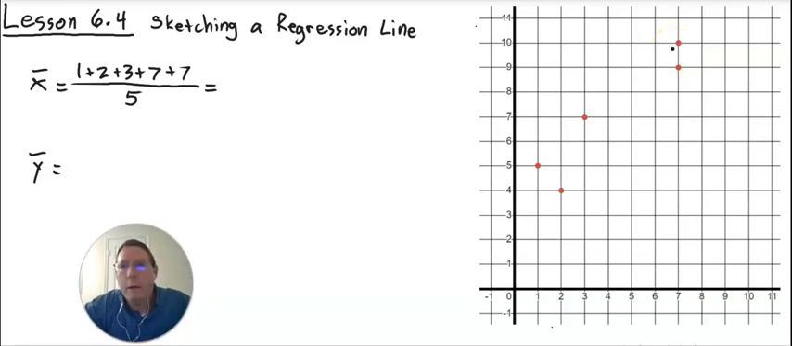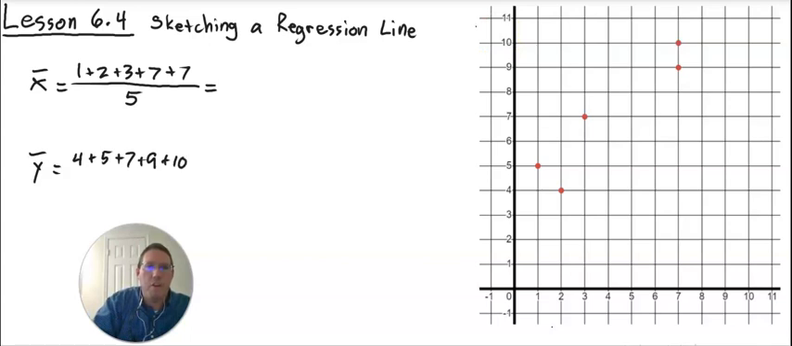And then the y coordinates: we've got nothing with a 1, nothing with a 2, nothing with a 3. This point right here has a 4. This point has a 5, and this point has a 7. So we're going to have 4 plus 5 plus 7 plus. This point is a 9, and this point is a 10. So we've got 9 and 10, 9 plus 10, over 5.